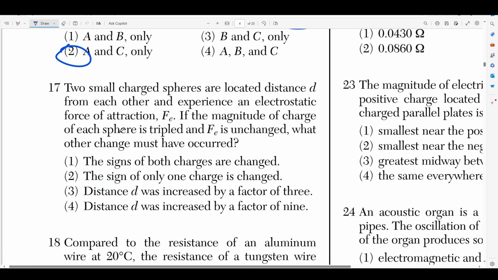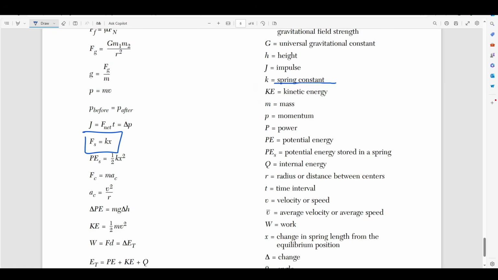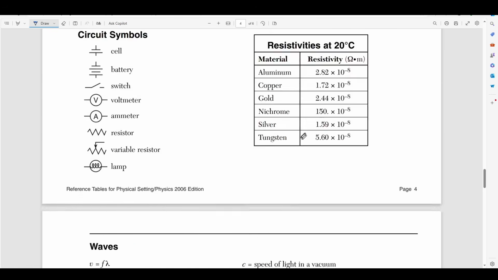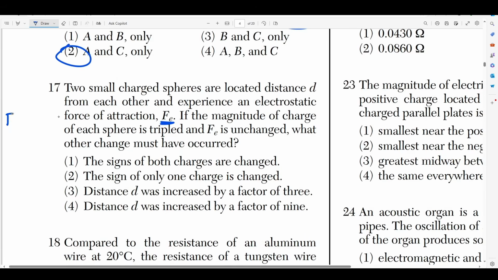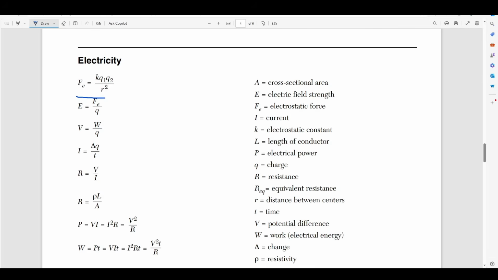17 says two small charged spheres are located a distance d from each other and experience an electrostatic force of attraction, Fe. If the magnitude of the charge of each sphere is tripled and Fe is unchanged, what other change must have occurred, right? So here they're asking about this Fe. If you don't know what Fe is, you have to go here and scroll all the way to electricity. Here, it gives you Fe is equal to kQ1Q2 over R squared. So I'm going to write that down. Fe is equal to kQ1Q2 over R squared, right?